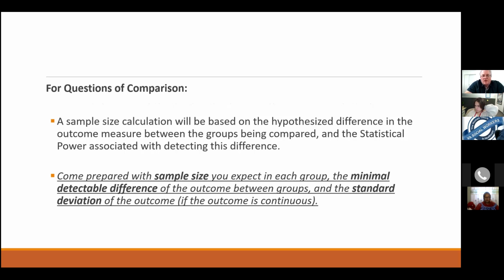So for questions of comparison, which are probably easier to understand, that's when you're literally comparing, like in a clinical trial, treatment A versus treatment B, for example. In that case, you need more information. The clinician or the researcher needs to know, what is the hypothesized difference you're looking for? And you have to bring that to the table. So what's the minimal detectable difference of the outcome between groups that you want to measure?